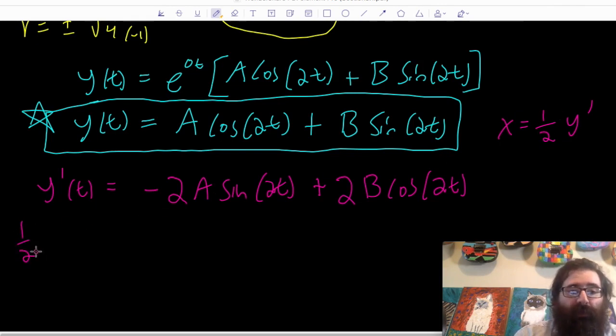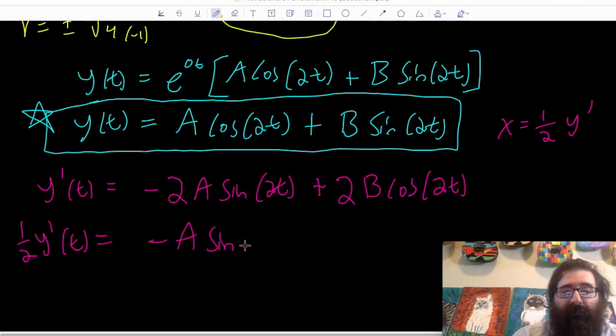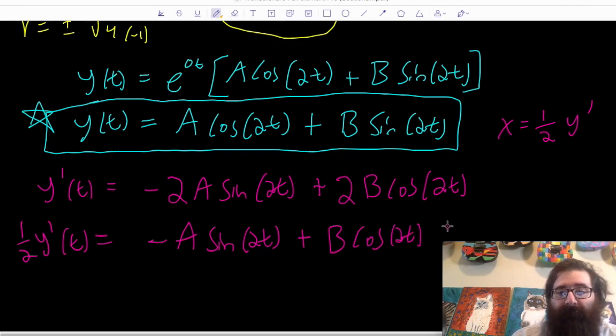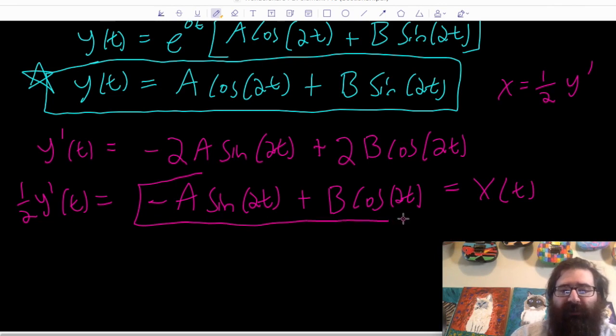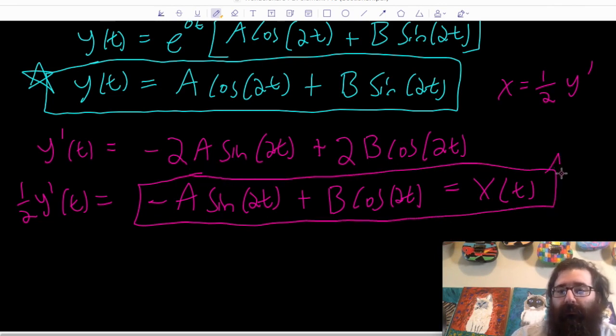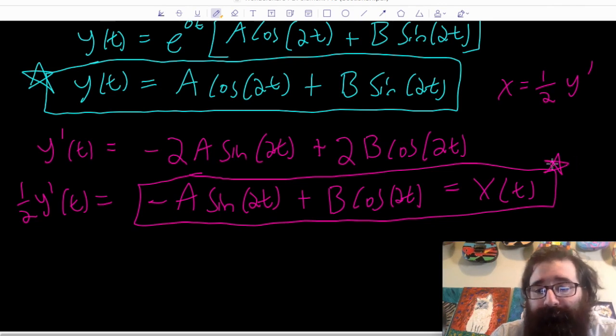But now I have to take y prime, and before I get x, I have to divide by 2. So what's 1/2 y prime at t? If I divide everything by 2, I get negative a sine 2t. This cleans it up really nicely. And then 2b divided by 2 just gives me b cosine 2t. And this is that long-awaited and anticipated x at t, where x is 1/2 y prime. So definitely some relationship connecting these two general solutions. But now we got both of them.